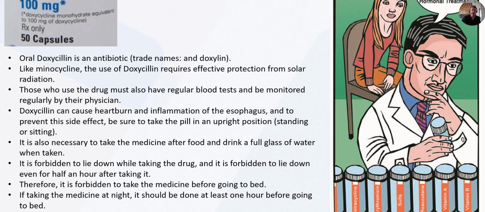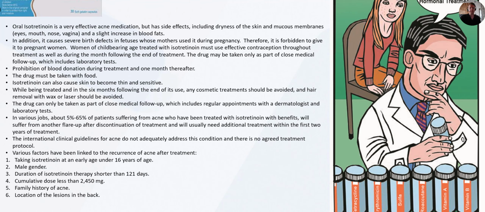Another drug is called doxycycline, which is an oral antibiotic, trade name Doxylin. It's from a family similar to minocycline, and you should also not take it when you go to sleep. You should stay awake and take it with 2 glasses of water to avoid esophagitis and ulcers. You should do blood tests before and after. Both minocycline and doxycycline will not help to reduce your acne in the future. They will only treat active lesions.